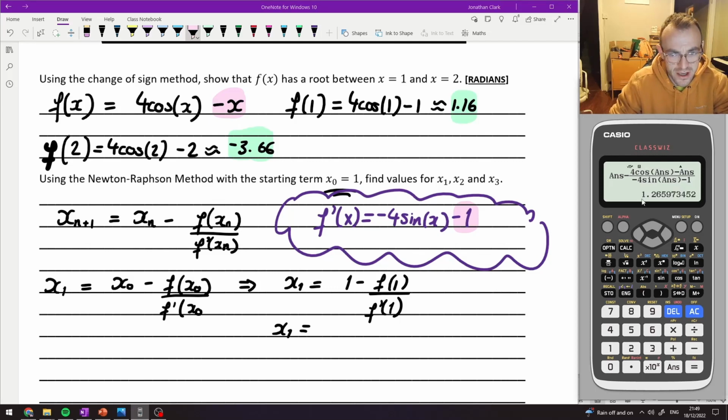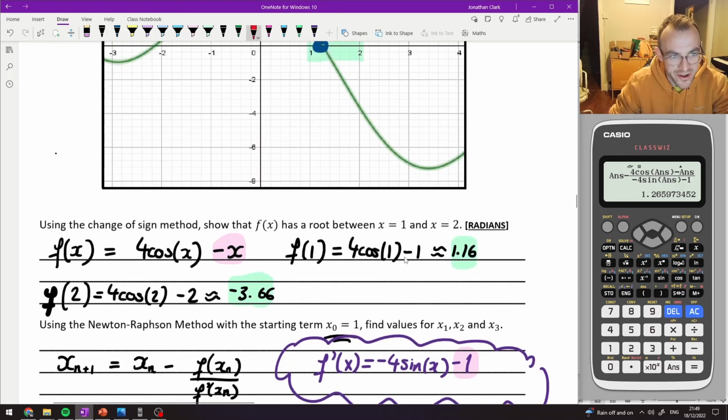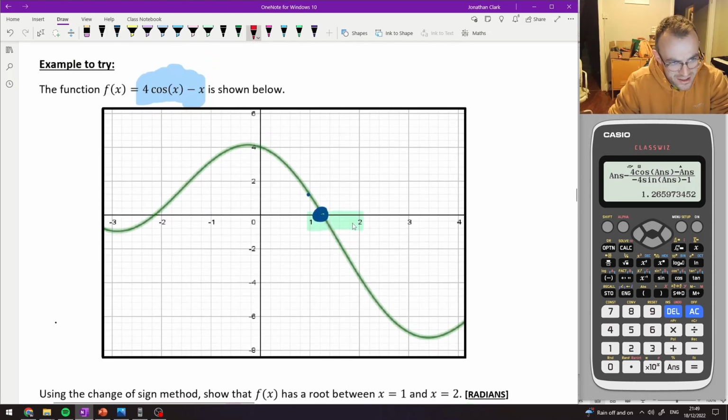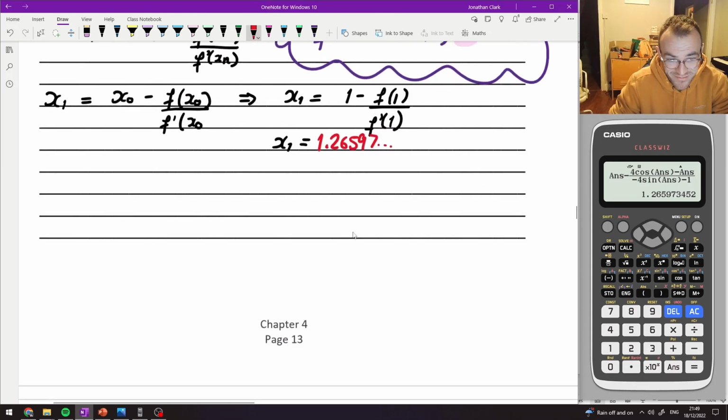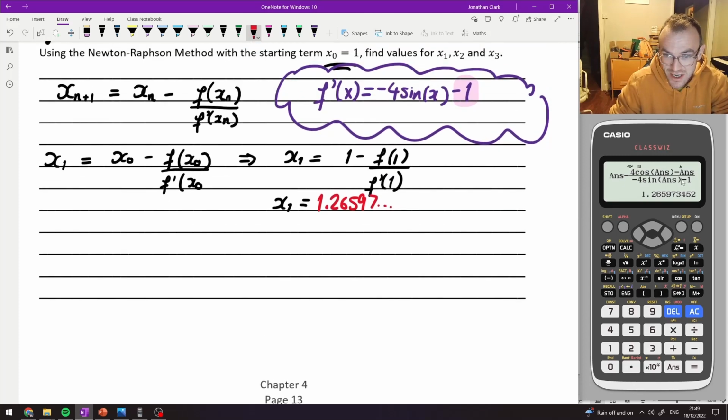And this gives me a value of 1.265. Okay, cool, let's write that down. 1.265. There we are. And that seems to be right, doesn't it? Looking at the graph, if I go up at 1, it's coming down here. Yeah, looks about right.